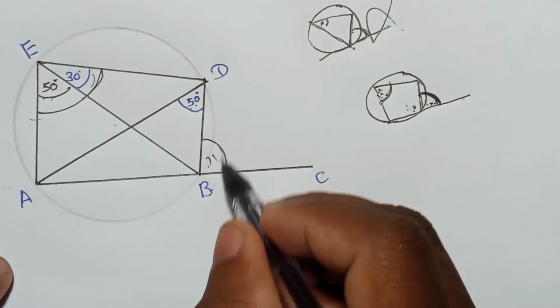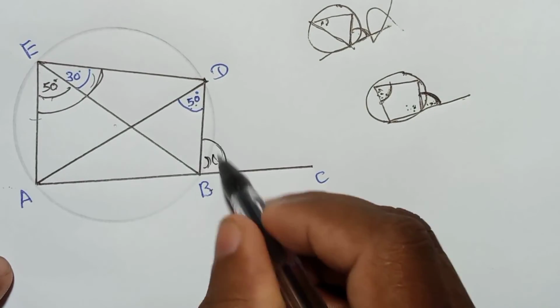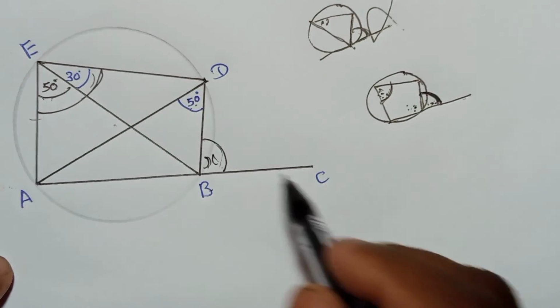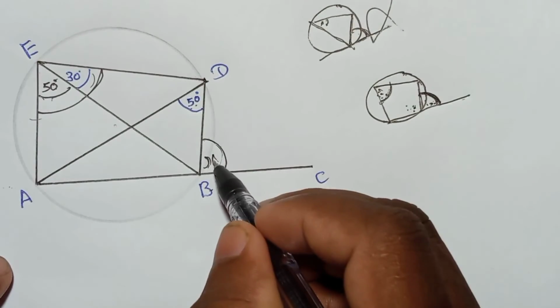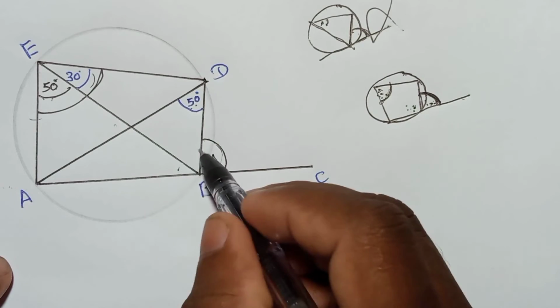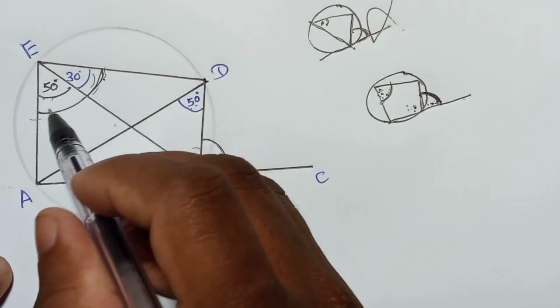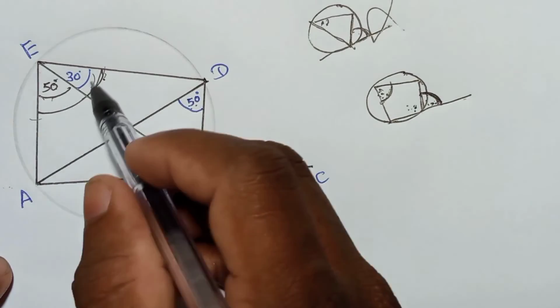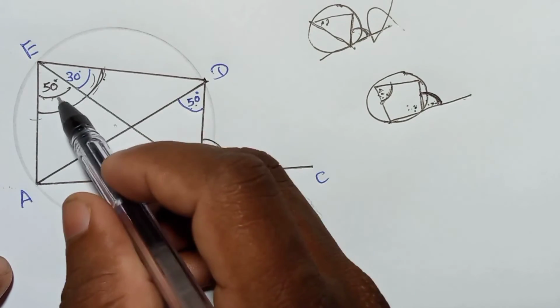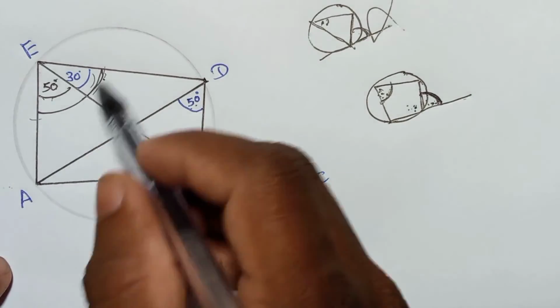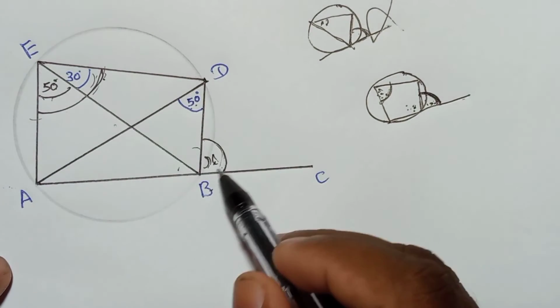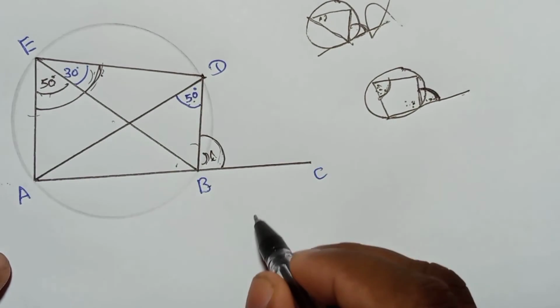But this angle, no, they ask this angle, DBC, right? This one will be equal to the interior opposite angle, not this one, this angle. That means when you add these two angles together, that angle, this one, will be equal to this.